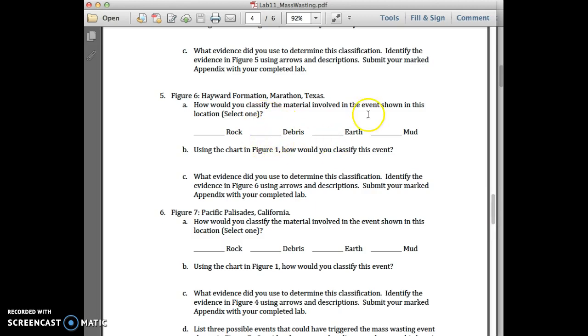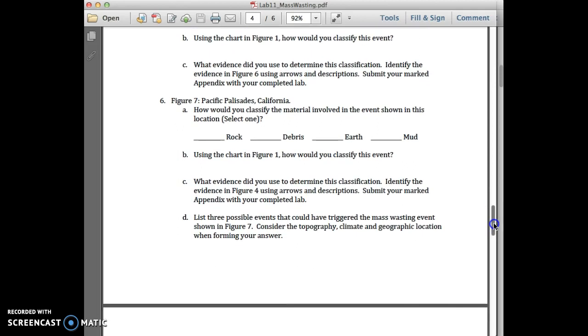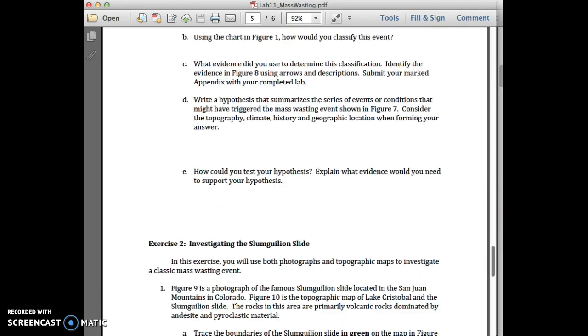Debris, again, look for boulders. Rock, look for large solid masses that possibly explode and become smaller once they impact. And then again, mud is going to look a little bit darker brown in color to black, okay, and not have any big particles in it.